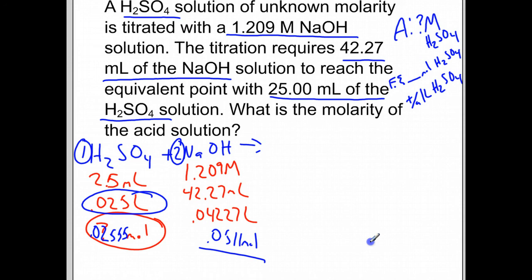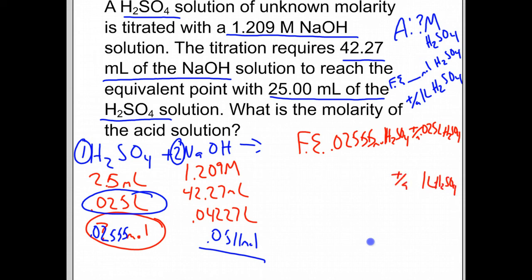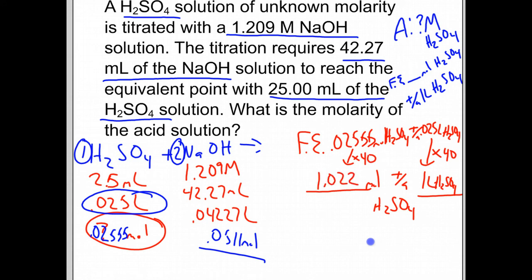And so I can say then that for every 0.02555 moles of H2SO4, there are 0.025 liters of H2SO4, and I'm really looking for 1 liter of H2SO4, and so I want the number of moles of H2SO4, which will give me the molarity because this is for 1 liter. 0.025 times 40 will give me 1. So multiply that by 40. Then I get 1.022 molarity. So the answer is going to be 1.022 molar H2SO4.